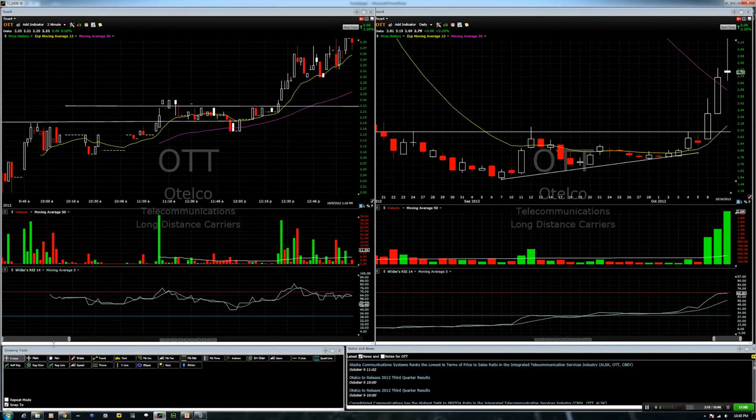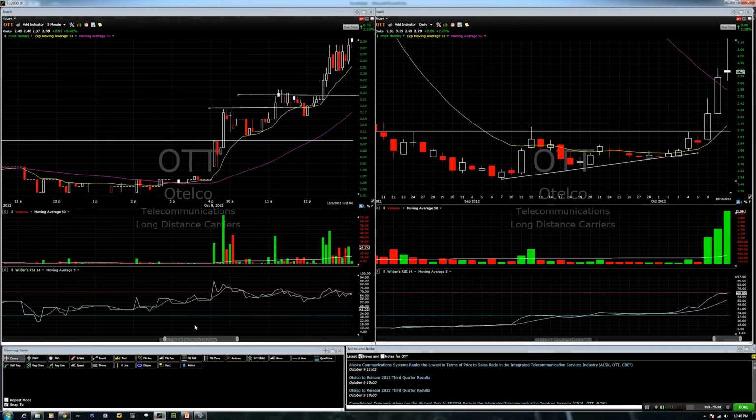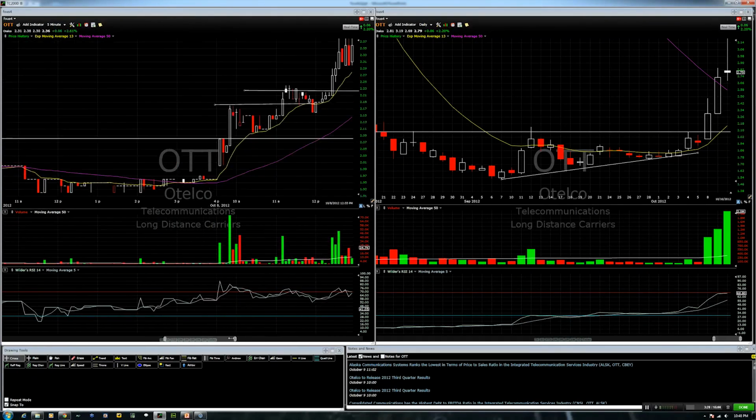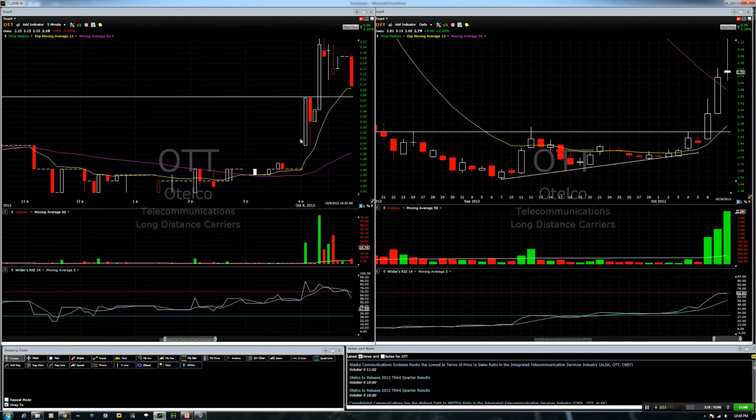If we go all the way back, or it looks like they're not going to let me go back that far on a 2-minute time frame, so we'll have to look at the 5-minute. But basically, we got that first initial spike. This is the opening day candle for this price action here.